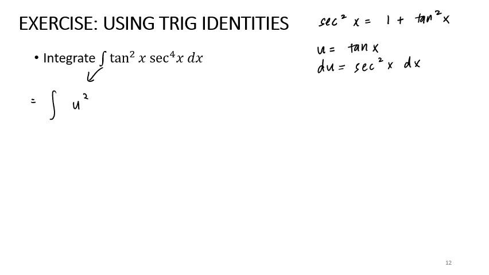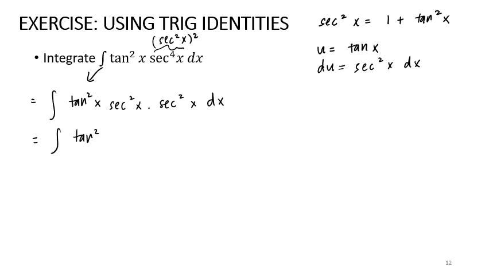Then you can see that this secant to the fourth x can be broken down into secant squared x, the whole thing squared. So you want to do that: secant squared x times secant squared x dx. Let me just try to do it in tangent and secant first, not jumping too fast. So tangent squared, and then secant squared also equals 1 plus tangent squared. So 1 plus tangent squared x times secant squared x dx.